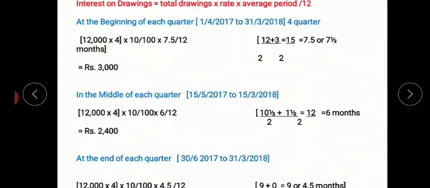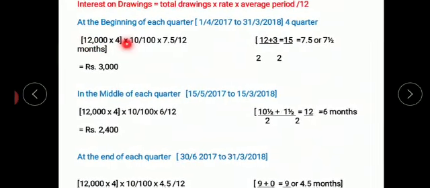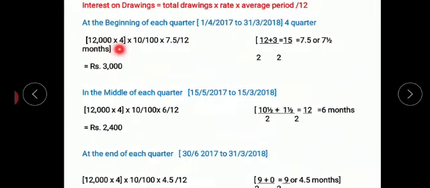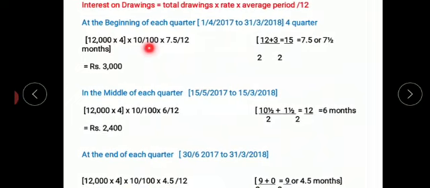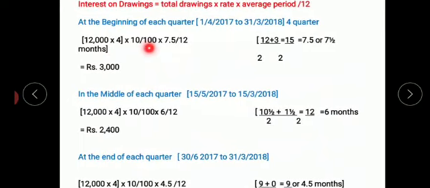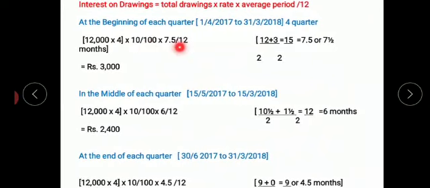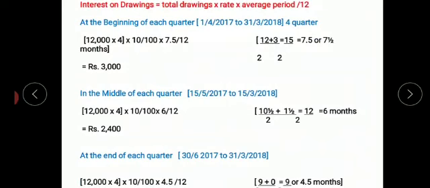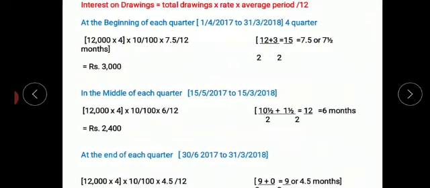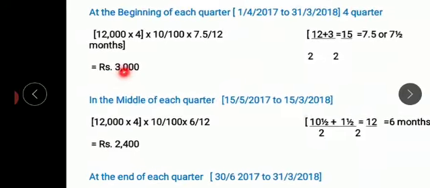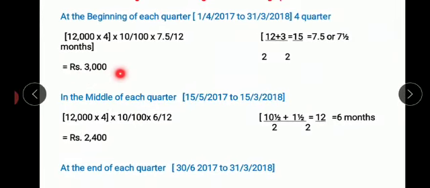So 12,000 into 4, first I should multiply these two. I will get 48,000. 48,000's 10% will be taken into consideration, that is 4,800. The resultant figure has to be multiplied by 7.5 upon 12. I will get the answer as 3,000. So this 3,000 is the interest on drawings.